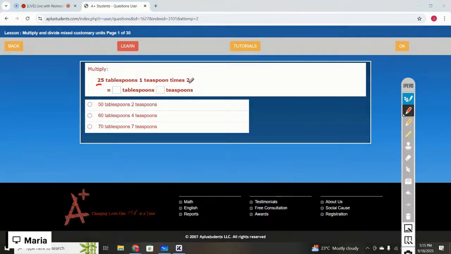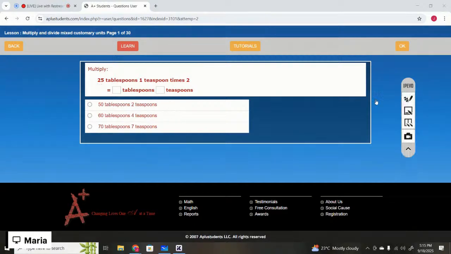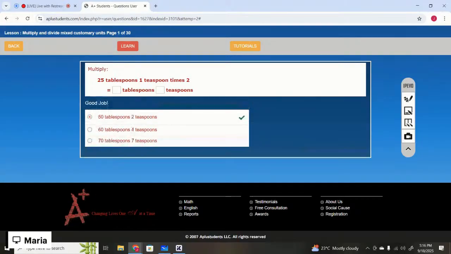You have to multiply both the values. 25 times 2 is 50 and 2 times 1 is 2. That is 50 tablespoons and 2 teaspoons. Option number 1 is the correct option.